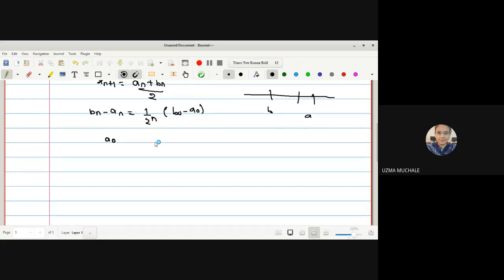What are a naught and b naught? These are the numbers which we have chosen initially. So what will be bn minus an? This will be bn, which is less than or equal to an. Correct? Why is this so? Can anyone explain to me?